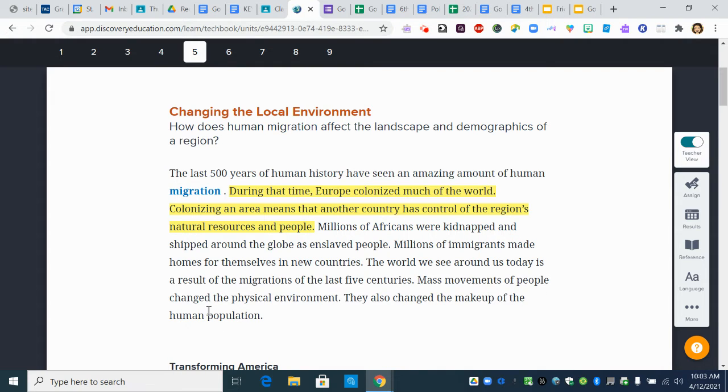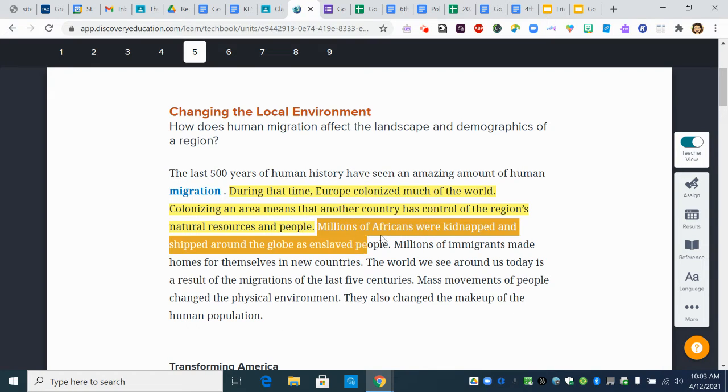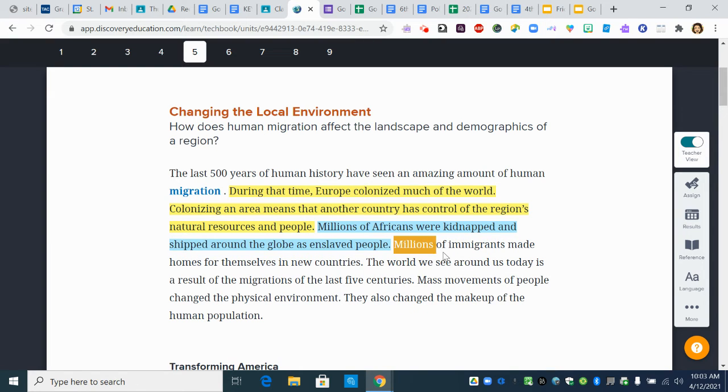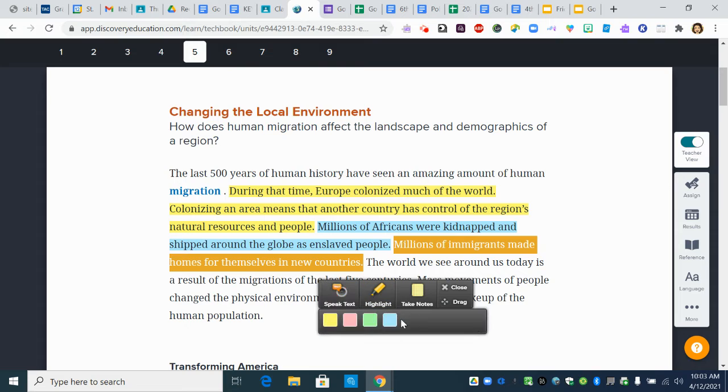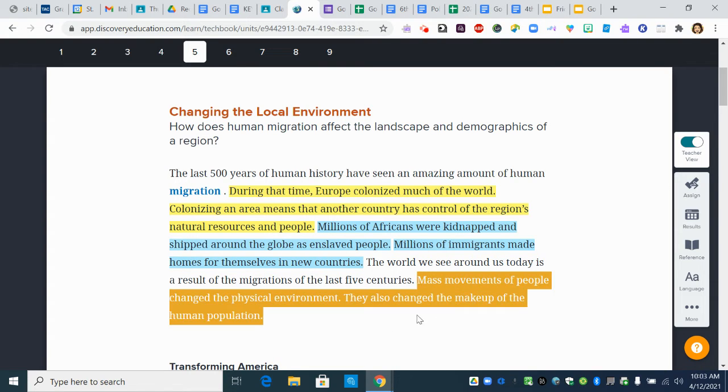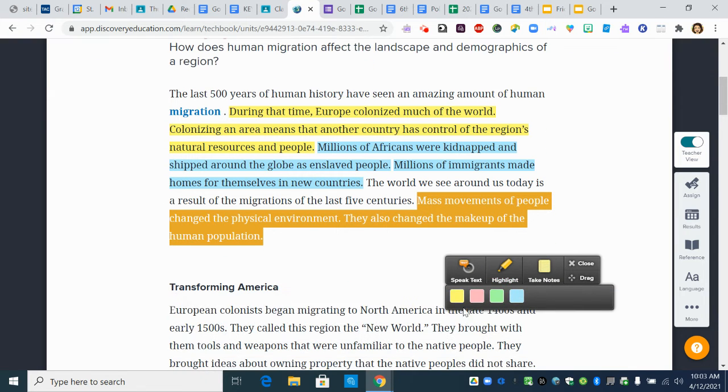Mass movements of people changed the physical environment. They also changed the makeup of the human population. So I'm going to highlight this in blue. Here's a reason why things changed. People who migrated, okay, mass movement of people changes the physical environment and changes the human population.